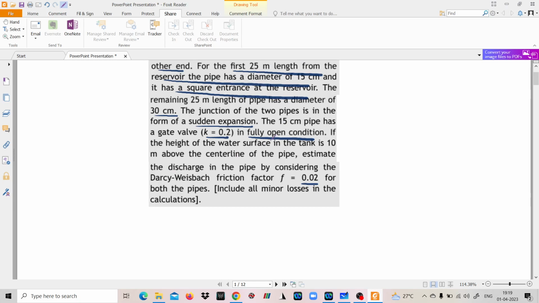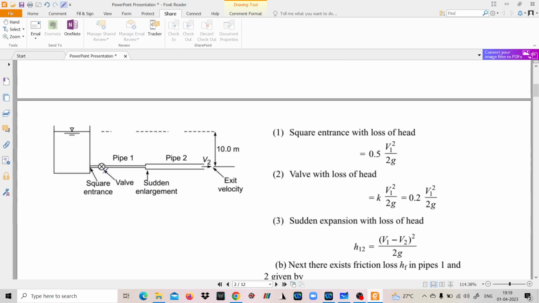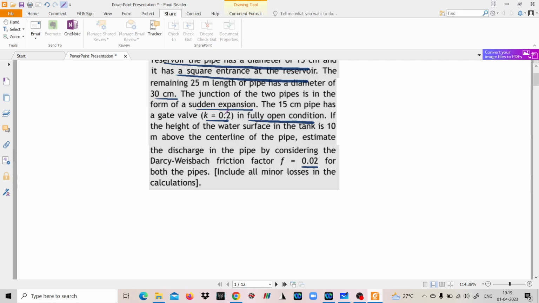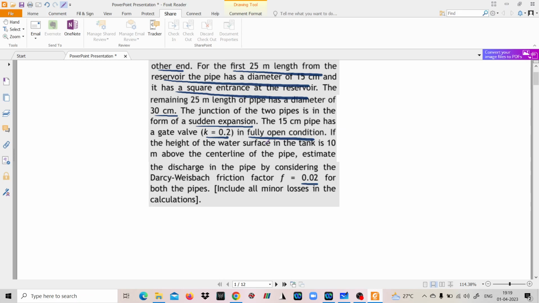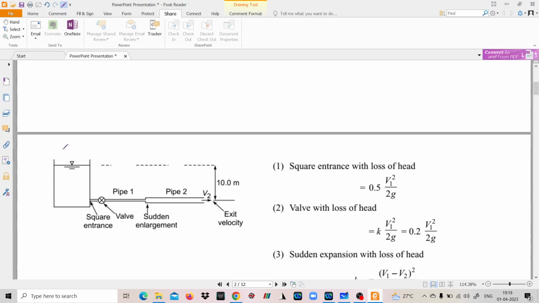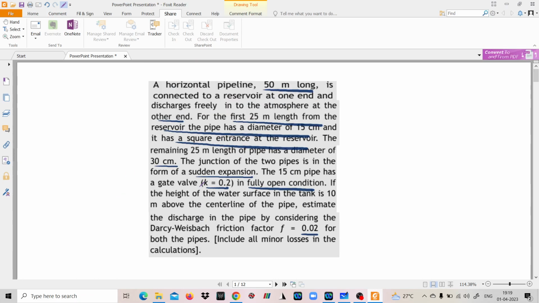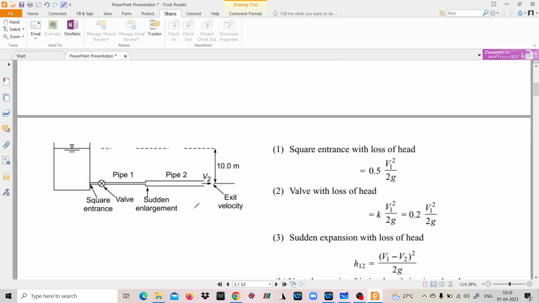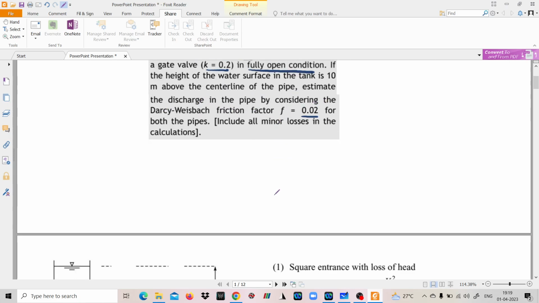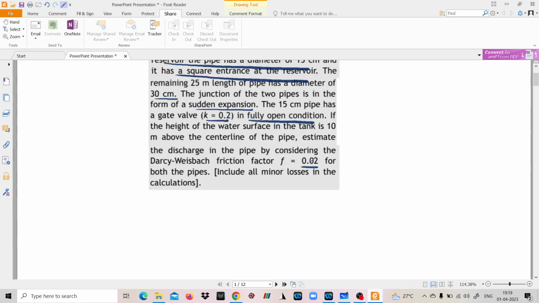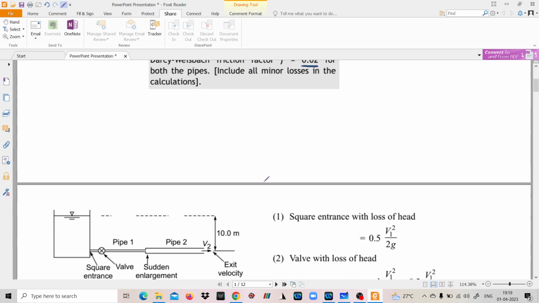The 15 centimeter pipe has a gate valve, the value of whose K is 0.2, that is required for calculating the minor loss because of the presence of the gate valve. And it is in fully open condition, that's why the flow is taking place. The height of the water surface in the tank is 10 meter above the center line of the pipe. You have to estimate the discharge in the pipe by considering the Darcy-Weisbach friction factor F for the pipe as 0.02, and you have to include all the minor losses.